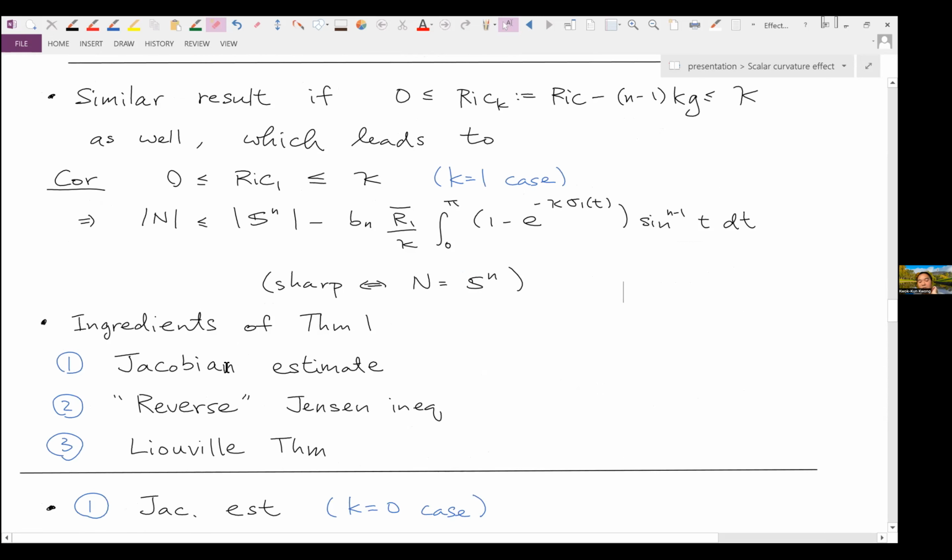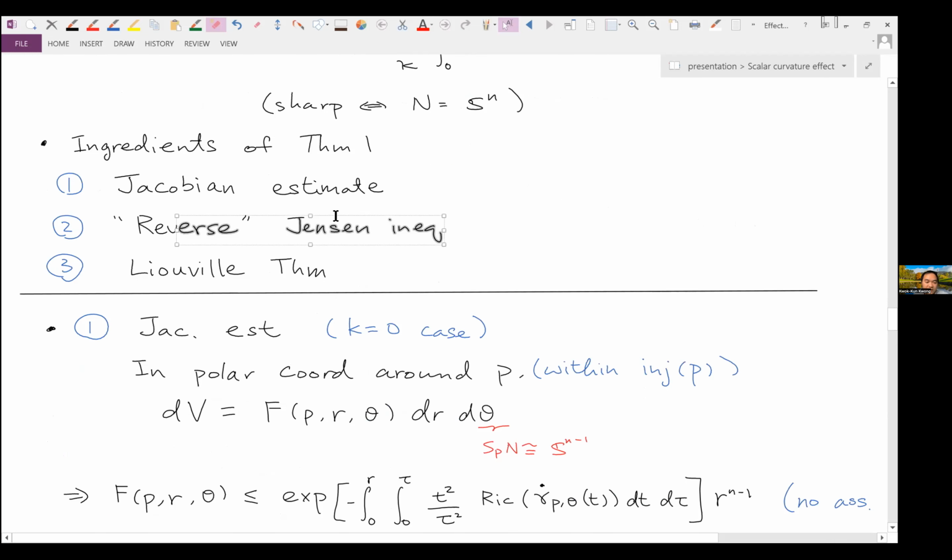So the ingredients are more or less also the Liouville theorem, but I also need some more. One of them is the Jacobian estimate, without any Ricci curvature lower bound. And another one is what I call the reverse Jensen inequality. This is a pretty elementary inequality, but turns out to be useful. So let me talk about the first ingredient, the Jacobian estimate, in the flat case, for example.